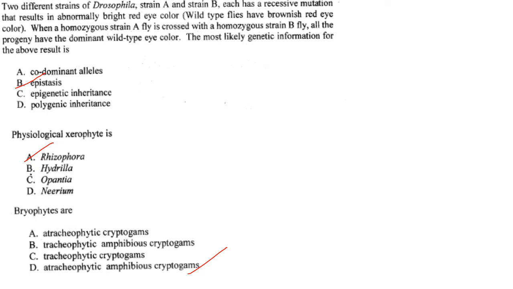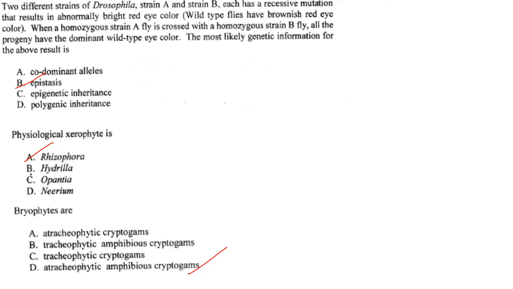Two different strains of Drosophila, strain A and strain B, each has a recessive mutation that results in abnormally bright red eye color. Wild type flies have brownish red eye color. When a homozygous strain A fly is crossed with a homozygous strain B fly, all the progeny have dominant wild type eye color. The most likely genetic explanation for the above result is? Now, in order for two different recessive strains to produce a dominant phenotype when they are crossed, they must have been recessive in different genes, not in the same gene. Had they been recessive in the same gene, then the offspring would also have been recessive. Since there are two different recessive genes in strain A and strain B, each masking the other, this is an example of epistasis. So answer is option B, epistasis.